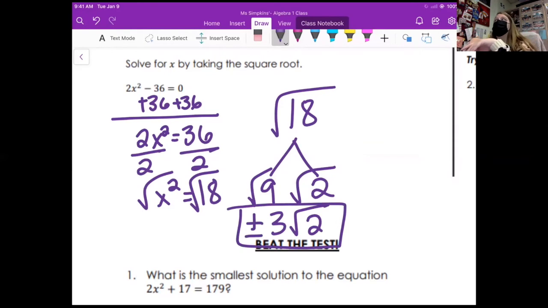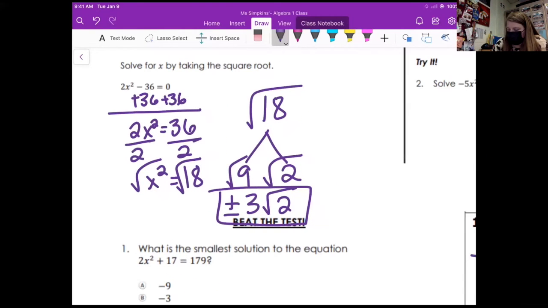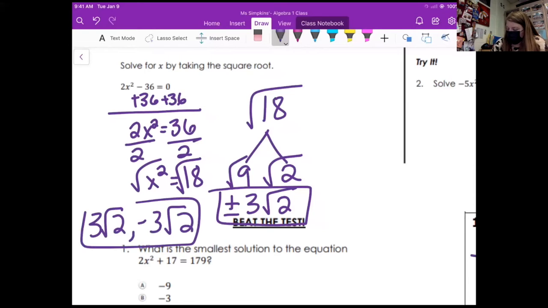So mathematically, that means the positive answer and the negative answer. Or if you're more comfortable, you could write it as 3 square root of 2, negative 3 square root of 2. Both of those are the same exact thing. I'll just bet that most of you are going to want to write the one on the right instead of the one on the left, but I don't care, as long as you're including both, the positive and the negative.